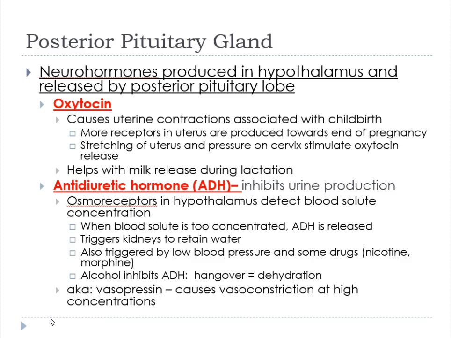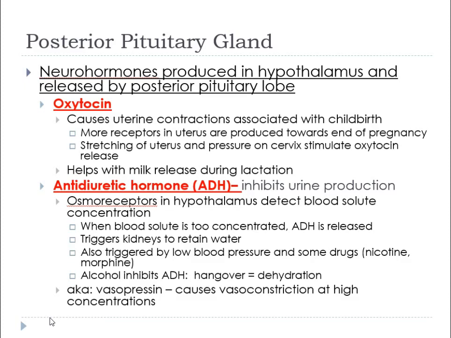When blood solute is too concentrated, ADH is released and triggers the kidneys to retain water, which makes sense, right? If there's too much solute in it, the way we can dilute it is by keeping water and decreasing that solute concentration. It's also triggered by low blood pressure. If your blood pressure is too low, we want to add water to it, and that's going to get our blood pressure a little higher.